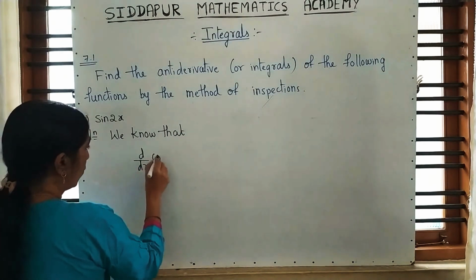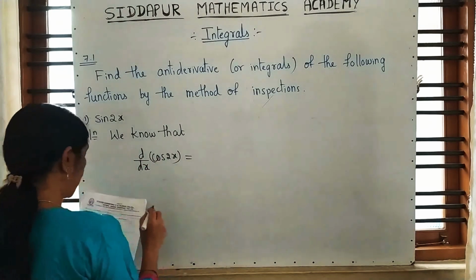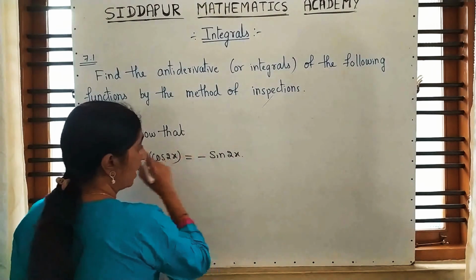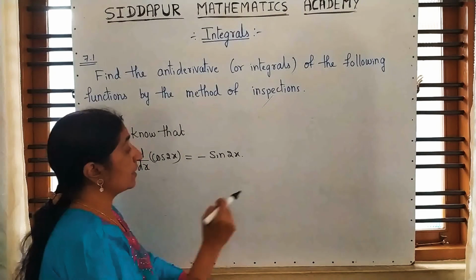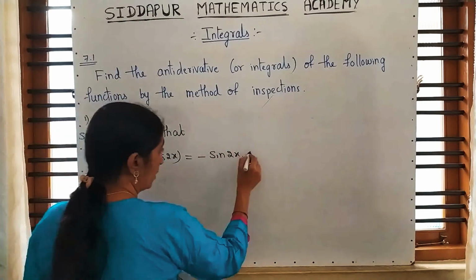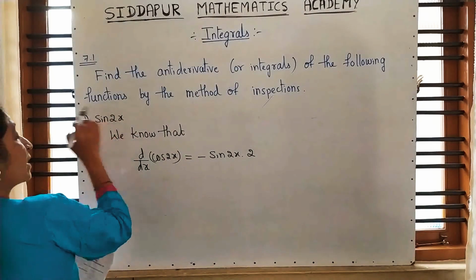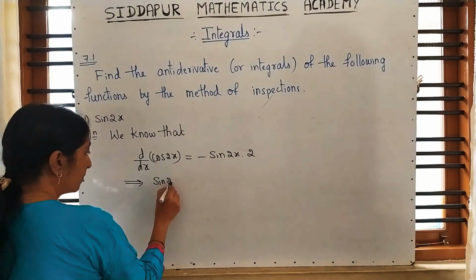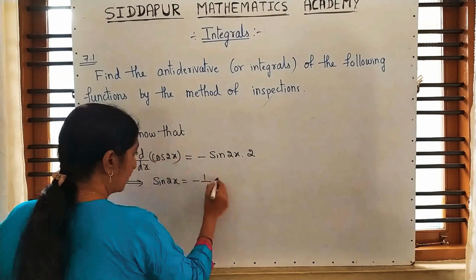differentiation of cos 2x. First write down. What is the differentiation of cos 2x? Differentiation of cos 2x is minus sin 2x, and already you are familiar with the chain rule. If the angle is other than x, we have to differentiate that. That means differentiation of 2x is 2. But what we required is only sin 2x. Rearrange them. Take minus and 2 both on this side. It becomes like this.